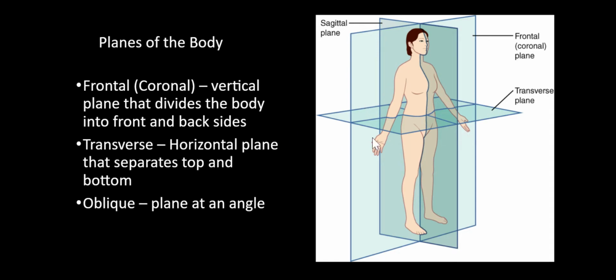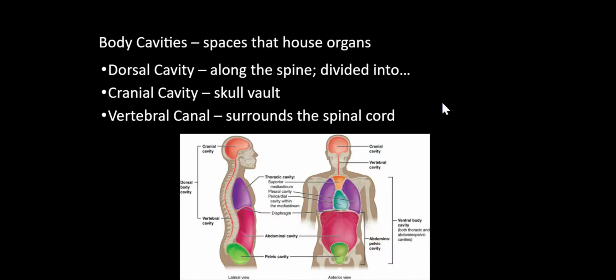A horizontal plane is called a transverse plane, so it separates into a top and a bottom, superior and inferior, all right? And then any kind of cut or division that goes at an angle, you call an oblique plane. Okay, and it can be any angle. All right. Next, we have body cavities.